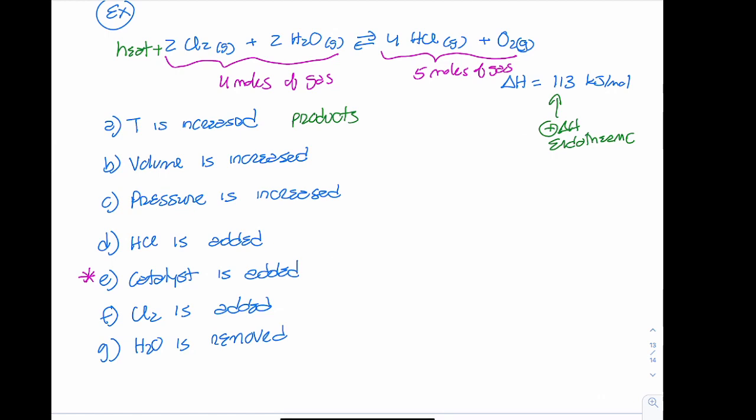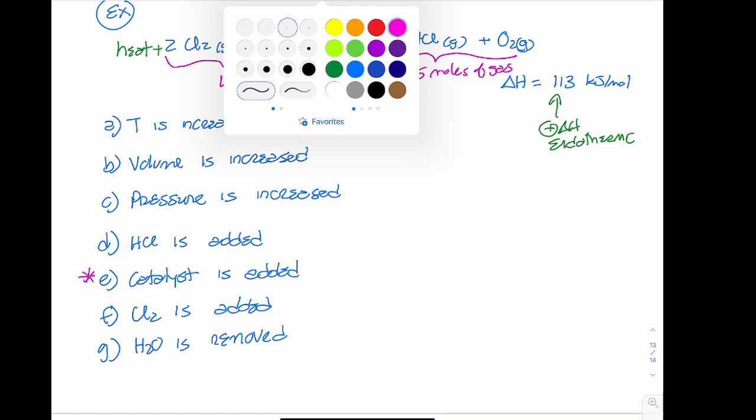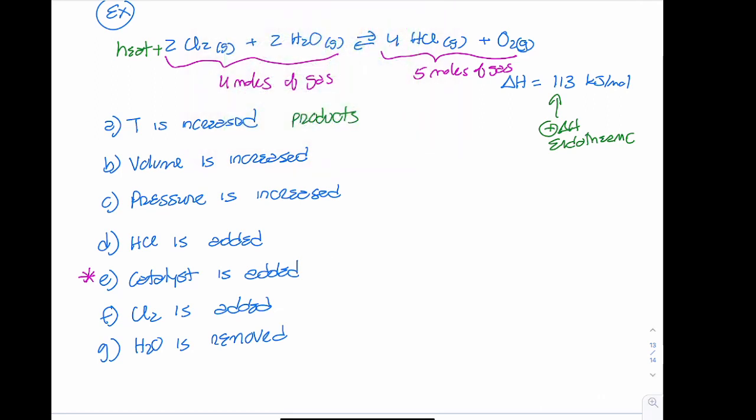So if I'm increasing my volume, right, volume's getting bigger, which means my pressure is getting less, I'm going to favor the side that has more moles. So I'm going to shift towards products, right, because it has 5 moles of gas versus 4. Pressure is increased, right? So I have too much pressure. I need to decrease pressure by shifting towards the side that has less moles of gas. So this one is going to go towards reactants.